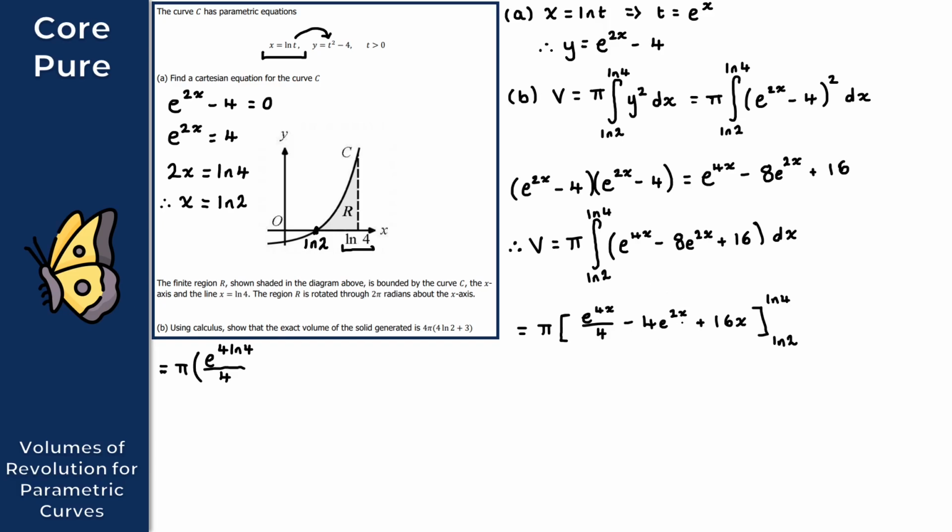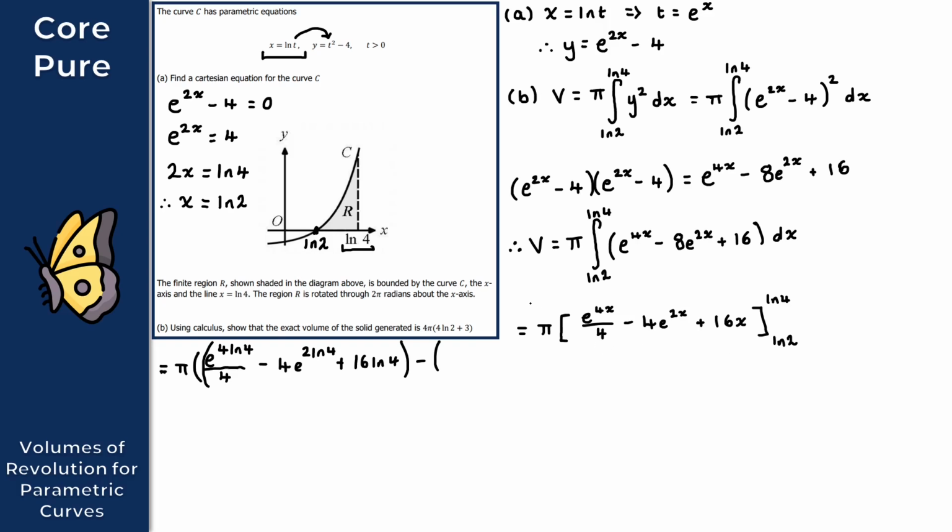We then have minus 4e to the 2x, so minus 4e to the power of 2 ln 4. And then finally we have 16 ln 4. So these three terms are what we get when we substitute in the upper limit. I'll put this inside a separate bracket just so we can separate those. Then we subtract the lower limit, so hopefully we can just about fit this on underneath here.